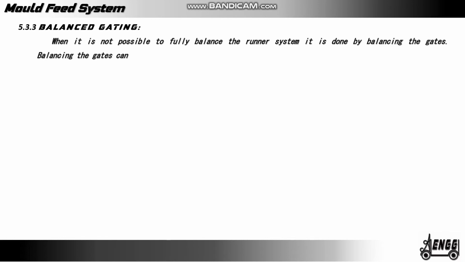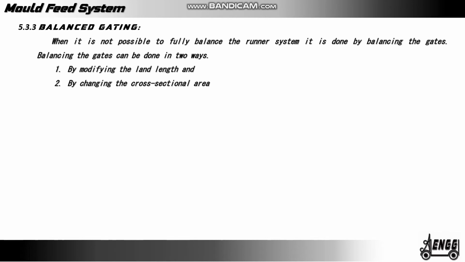Balanced gate. When it is not possible to fully balance the runner system, it is done by balancing the gates. Balancing the gate can be done in two ways. 1. By modifying the land length and by changing the cross-sectional area of the gate.